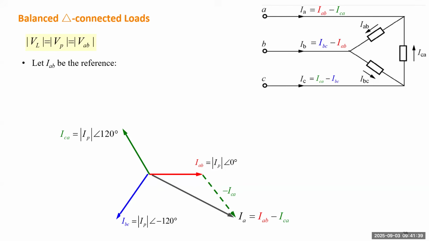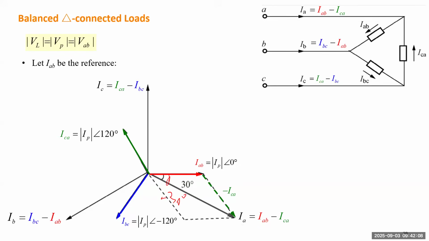Okay. This is negative 30 degrees. So if we know IAB, we just know the IA will be lagging IAB by 30 degrees, and also 1.73 times longer, or 73% longer.